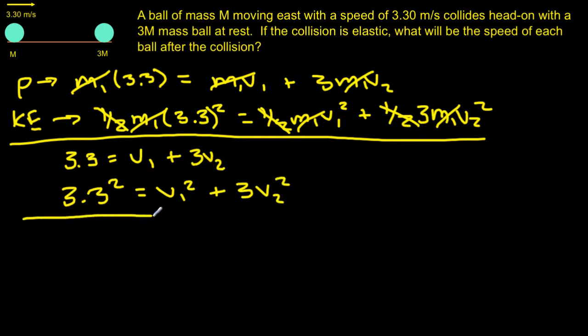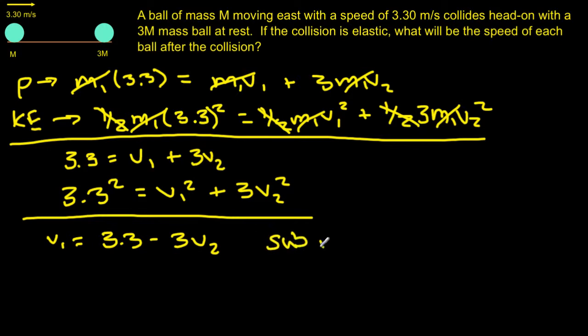So need we solve these two together? We have two unknowns, two equations. We should be able to solve them simultaneously. So the first thing we'll do is we'll solve the first equation for one of the two variables. Obviously, it's easier to do v1. So v1 will equal 3.3 minus 3v2. Now once that's done, we're going to substitute that into equation 2.